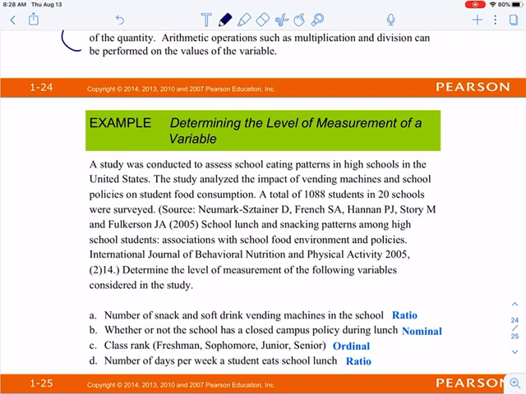Determine the level of measurement. That's what we're going for. I'm trying to not say as many words here. I'm trying to make this video as short as possible, so bear with me. So determine the level of measurement of each of the following variables in that study.